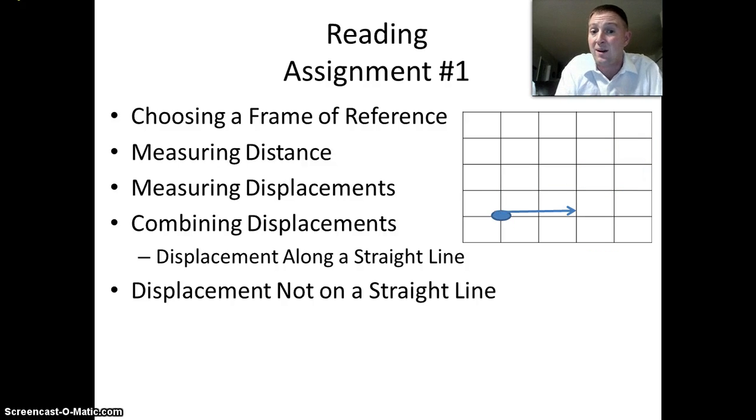Now, what happens if I want to combine displacements? Displacement is a vector quantity, so I can add and subtract vectors. So if I go 2 meters east and then I go another meter east, I've been displaced a total of 3 meters. I add up the 2 arrows, end to end, and it gives me my resultant vector, or my total displacement.